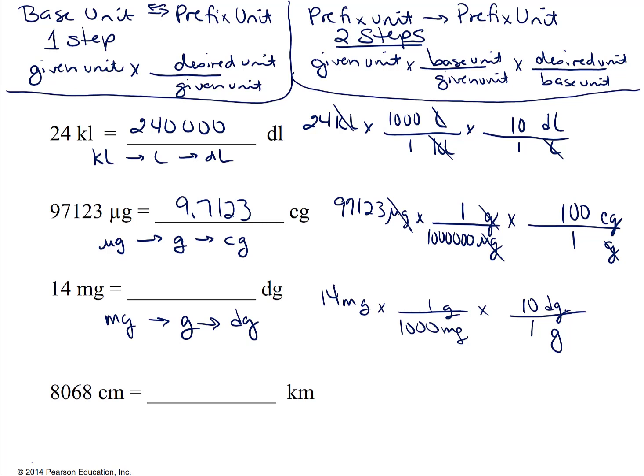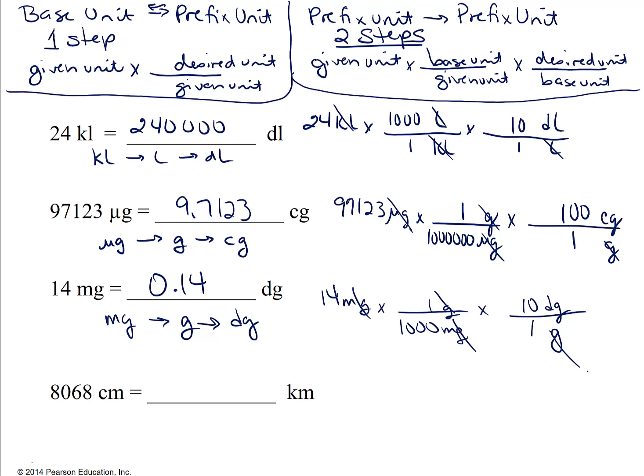Anybody get a number? 0.14. Everybody get that one? All right, so there's the setup for it. 14,000 on the bottom in the first step, 10 on the top in the second step. 14 times 10 divided by 1,000. And go back, you can see that your units will all cancel. So it leaves you with your answer of decigrams.